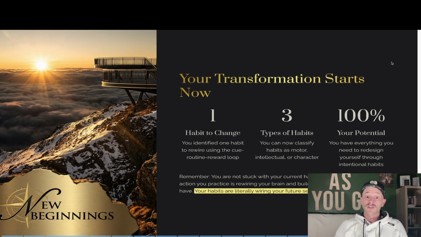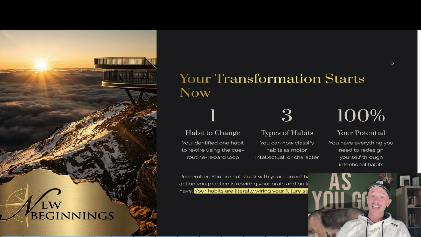So, transformation starts now. You already have one habit to change. You identified one habit to rewire using the cue, routine, reward loop. You know three types of habits. You can now classify habits as motor, intellectual, or character. And now you've identified your 100% potential. You have everything you need to redesign yourself through intentional habits.